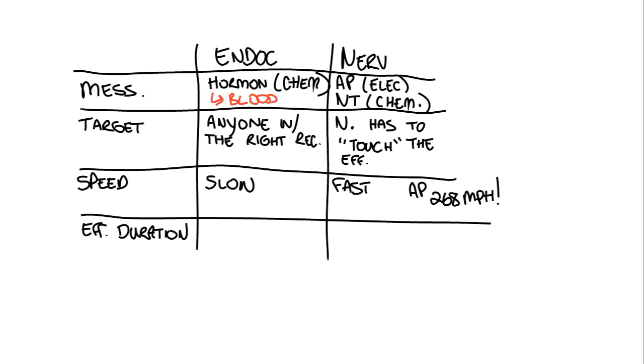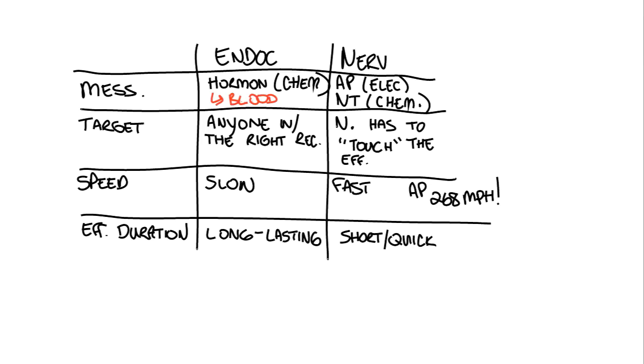Well, the endocrine system is relatively long-lasting. Once it finds its right receptor, its effect is relatively long. With the nervous system, we said that speed was fast. It gets there quick. But how long does it last? It's a relatively short or quick duration.